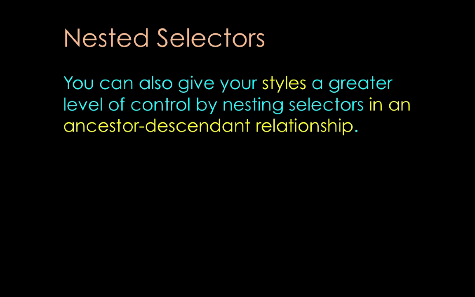And I want to make sure that you don't get grouped selectors and nested selectors confused. Just remember that grouping selectors is when you're trying to take many separate selectors that have all the exact same properties, and you're trying to just combine them into one rule, where you've got multiple selectors for one set of rules. Whereas nested selectors are different. You can use styling to have a greater level of control by nesting your selectors in an ancestor-descendant relationship.